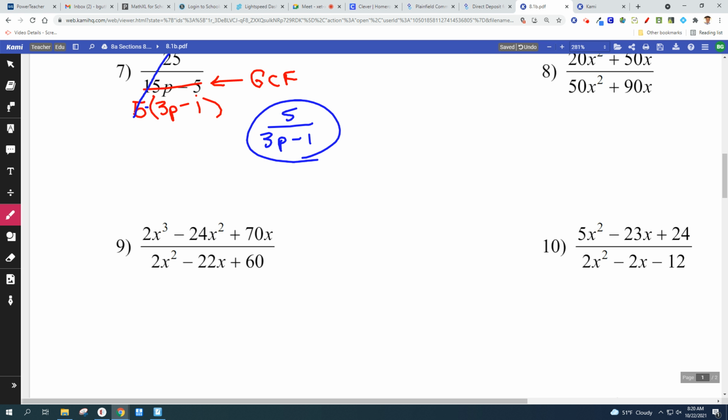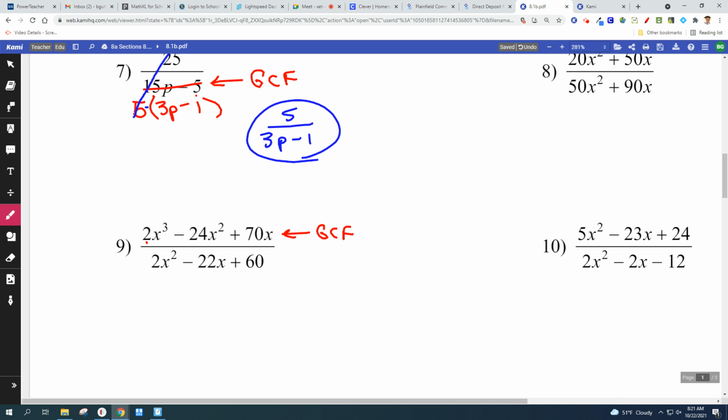All right, when I look at number 9, I see a big old mess. It looks really complicated, and I want you to get in the habit of, anytime it looks complicated, we want there to be a GCF. All right, so look for a GCF. Try to program yourself to look for a GCF every time. If there's a GCF, it's probably going to make your life easier. Probably going to be easier to factor.